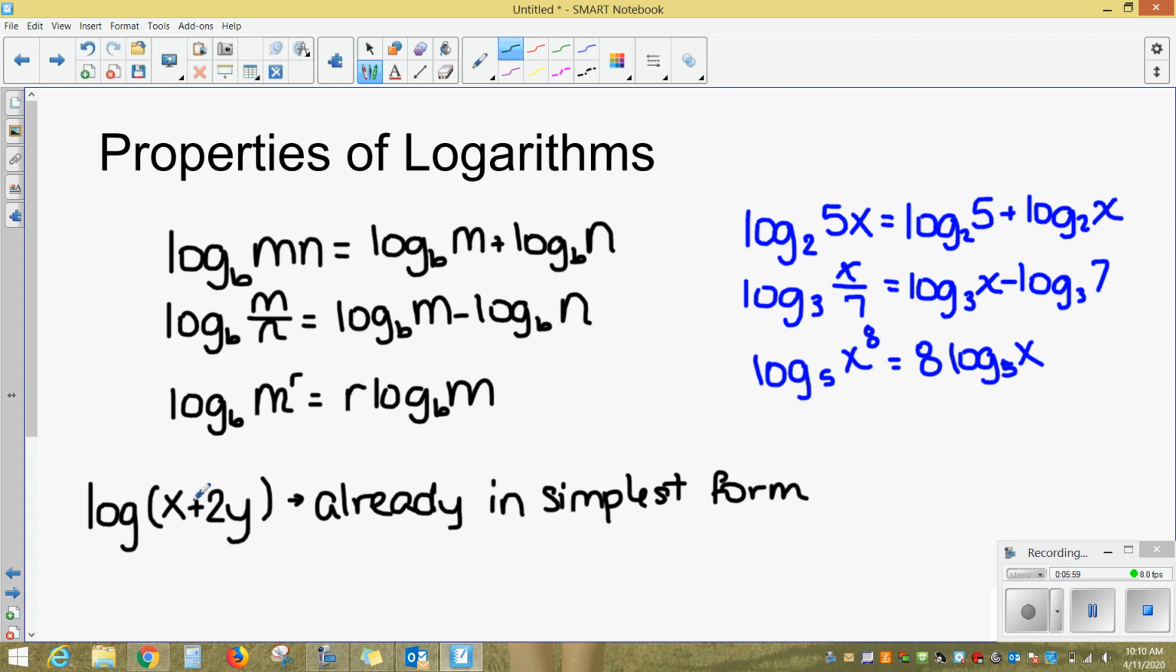Same if there's a minus sign here. We can split apart logs of products, logs of quotients, and logs of expressions to a power. But we can't split apart the log of a sum or a difference. So keep those things straight. Next video, we'll talk about some more properties that we need to understand.